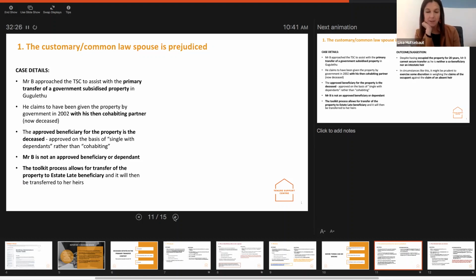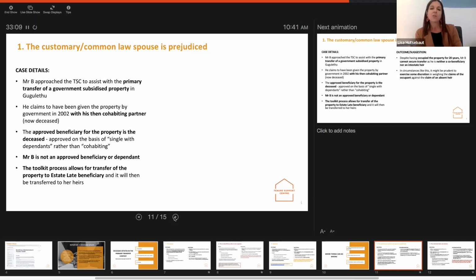So they weren't married. She is now deceased, and actually they weren't approved as single but cohabiting. She was approved independently of him on the basis of single with dependents, which happened to be their own biological children. Why it was approved that way as opposed to on the basis of cohabiting, I'm not sure, and neither is he. But basically, he's not an approved beneficiary at all on HSS. The fact is he was her common law husband, and they lived in that property for almost 20 years before her death.